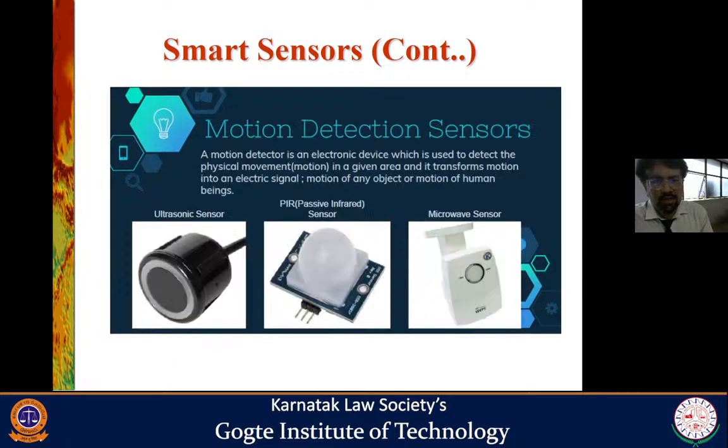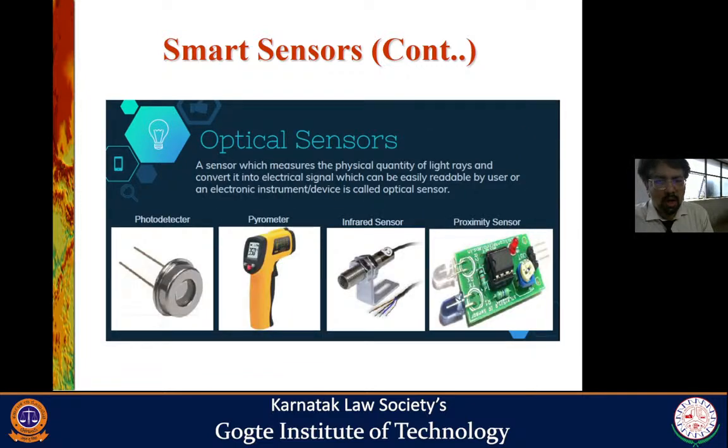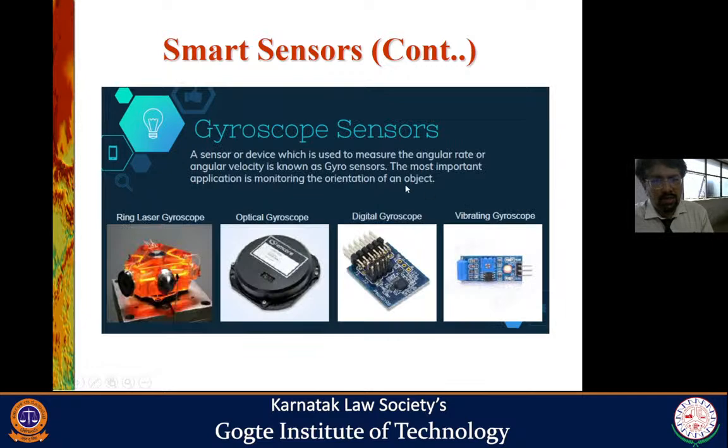Then motion detection sensors. Here you have the PIR, or passive infrared sensor, and the ultrasonic sensor. Then you have optical sensors, wherein you have the photodetector, pyrometer, as well as IR sensor. I am sure you must have seen these sensors already. Then you have gyroscope sensors, where you have a ring laser gyroscope as well as digital and optical gyroscopes.